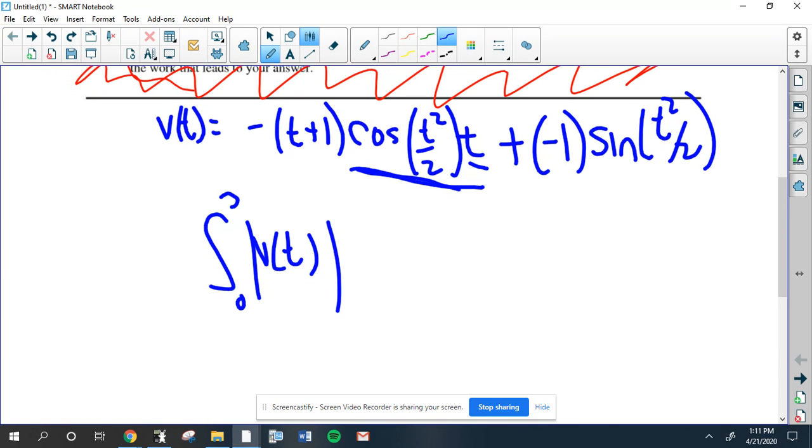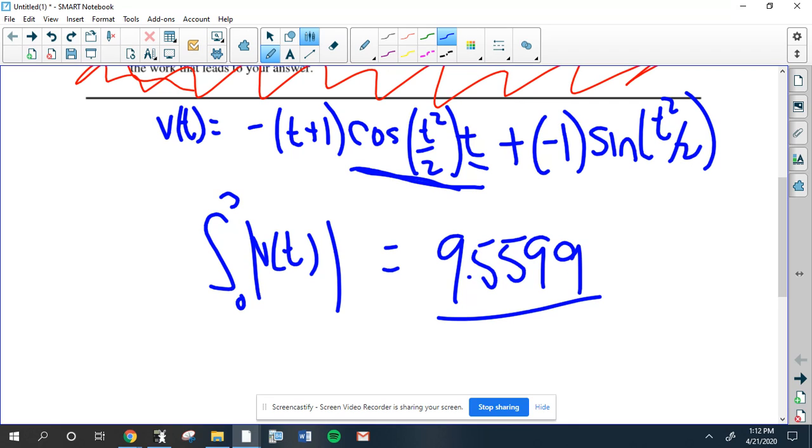9.5599. If you compare it to the last, 9.559 is what we got from the last part. It was a little off, but that's what happens when you have the calculator do derivatives for you. But there's an alternate method.